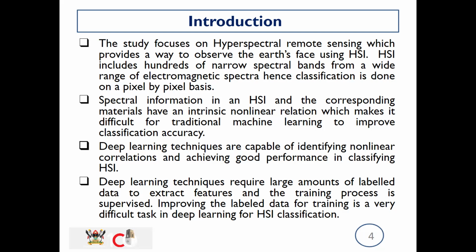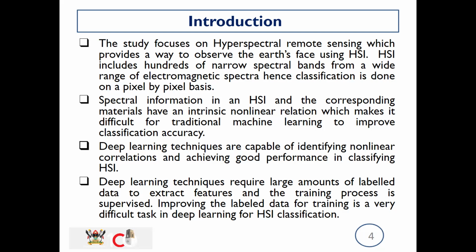So traditional machine learning methods like KNN and support vector machines have been used in classifying hyperspectral images, but their accuracy is usually hard to improve because they can't model the intrinsic nonlinear relationship between the spectral information in a hyperspectral image and the corresponding materials. So deep learning methods have recently stepped in to identify those nonlinear correlations in the spectral information of the hyperspectral image.